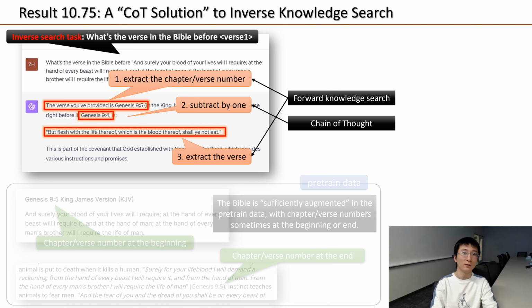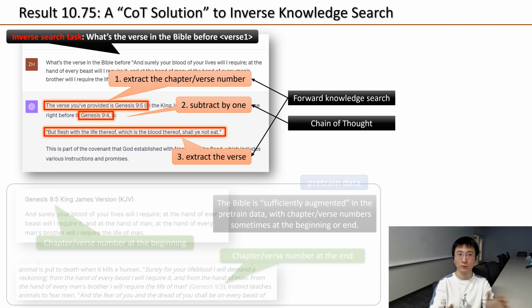but this is in a way that is perhaps a little bit cheating. But it gives us some good advice. That is, if at the end of the day there's some piece of knowledge you really want to do knowledge inverse search on, then you probably want to augment the pretrained data by adding something like line numbers, and put the number at the beginning of the sentence and at the end of the sentence and so on.